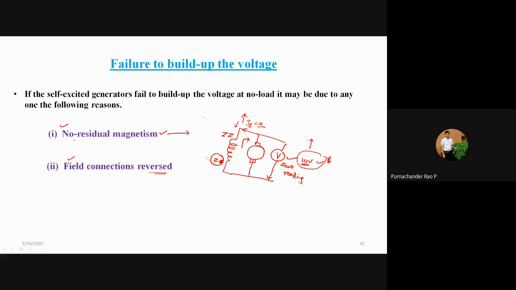Is it clear? Yes, sir. What is the remedy for the second option? We just have to interchange the field connection. Then the direction of flux will be reversed and it will build up the voltage. Okay. Then the third one. What is the third one?